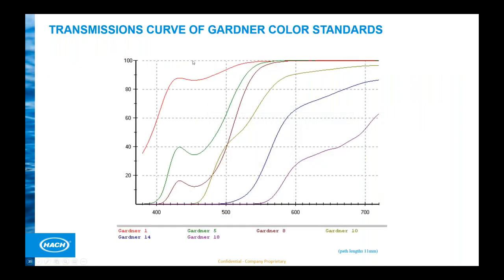Transmission curves of Gardner in 10 millimeter path lengths, Gardner 1 or Gardner 18. You see there's a really dark brownish color only for Gardner 18.